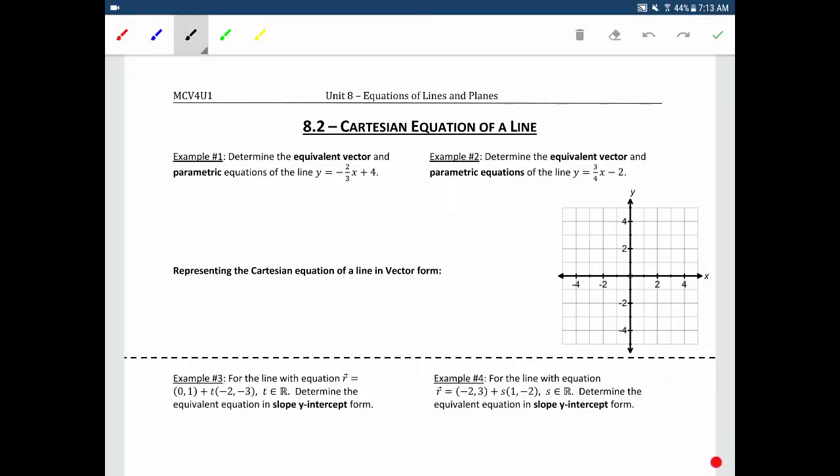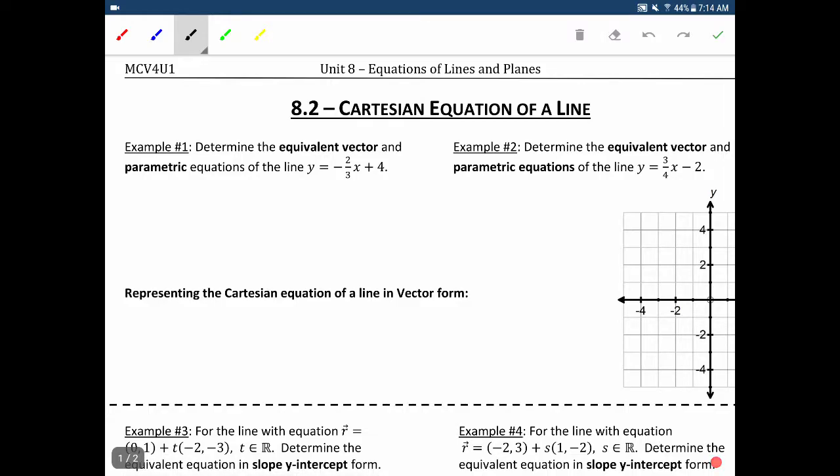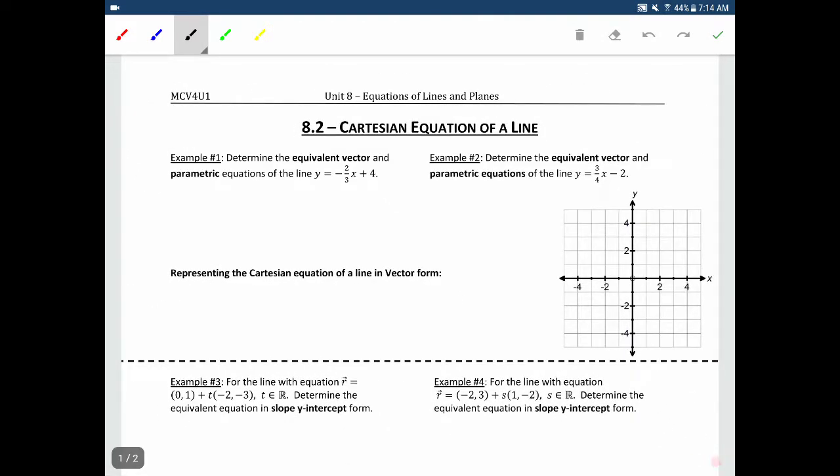Hey guys, today we're going to take a look at Cartesian equations of lines. To begin with, I've given you an equation of a line in slope y-intercept form, and we're going to convert this into vector form, okay? Now this is actually fairly simple, and of course, like before, there are multiple answers to finding vector equations, but this is what I would consider the easiest one to find.